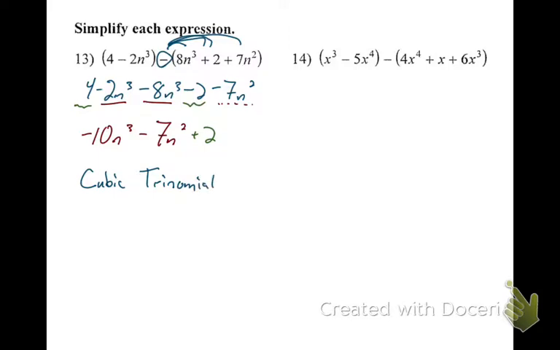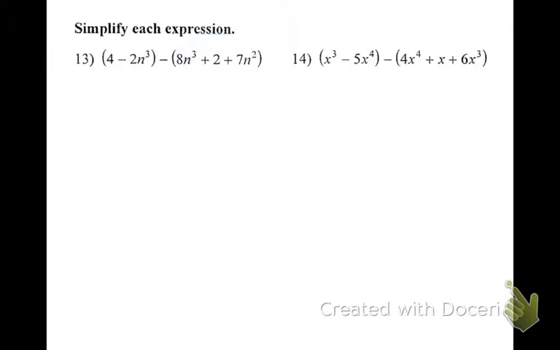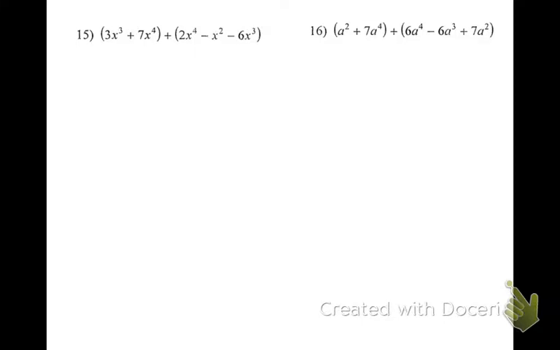So we're going to simplify the expression, and then we're going to classify it by its degree and number of terms. Okay, there's 13. Done. Number 15. It's an addition problem, so just drop the parentheses. 3x to the third plus 7x to the fourth plus 2x to the fourth minus x squared minus 6x to the third. Okay, so highest degree term is going to be these two right here.